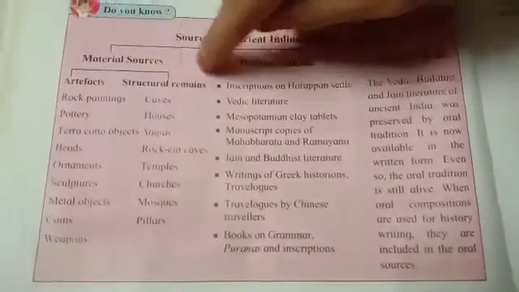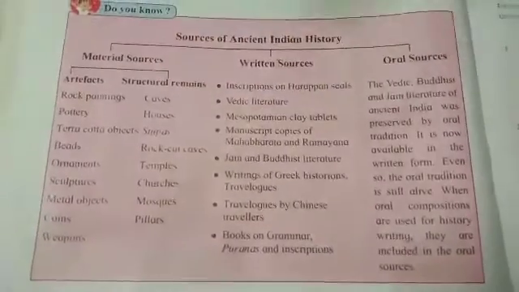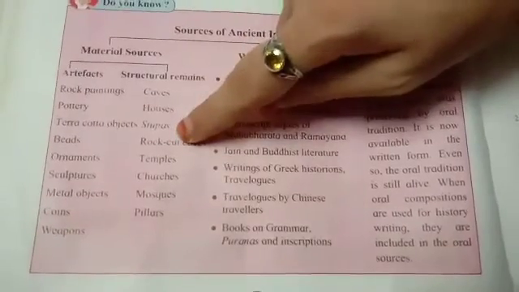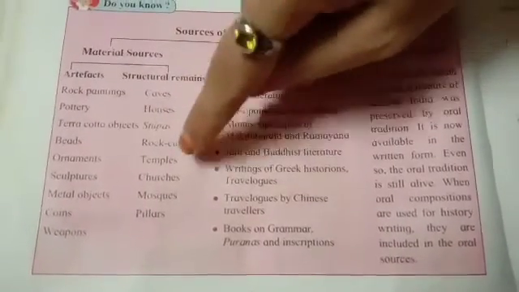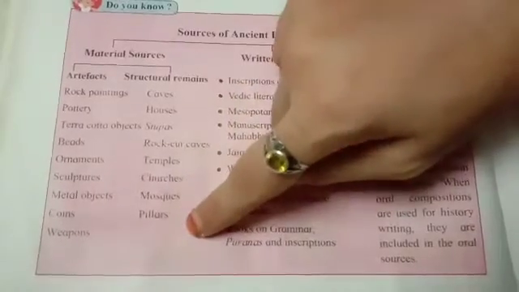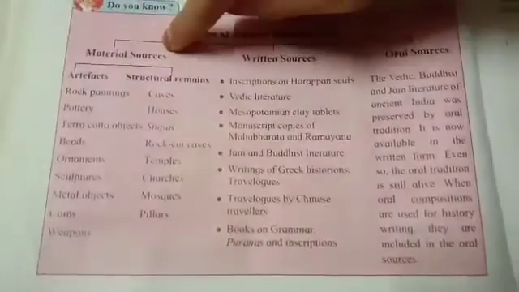Next is structural remains, the things which cannot change: caves, houses, stupas, rock cut caves, temples, churches, mosques, pillars. This all comes under material source.